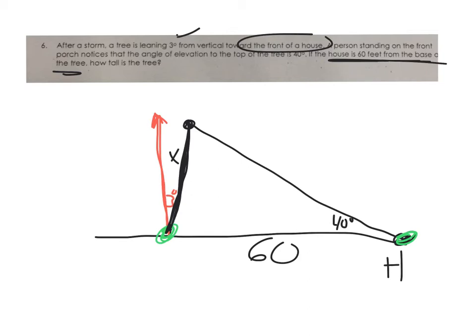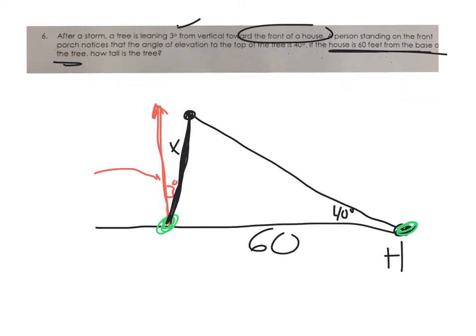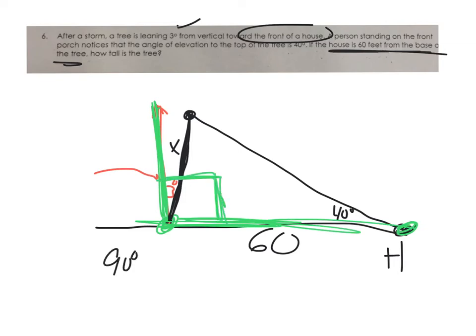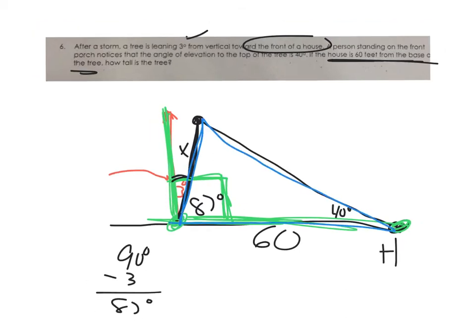So if we look at this diagram, we have our triangle, and they give you this 3 degrees. And how is that going to help you? Well, from the vertical, so from going straight up and down, and you kind of compare that to the ground, here you're going to have a right angle. Well, a right angle is 90 degrees. But since 3 degrees are taken away, I know the angle that the tree is making with the ground is 87 degrees.